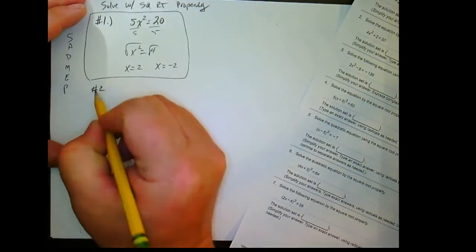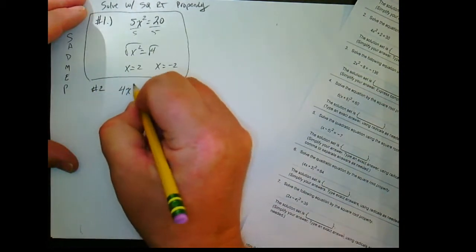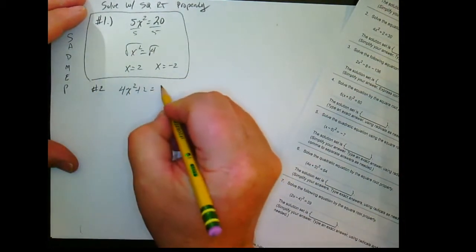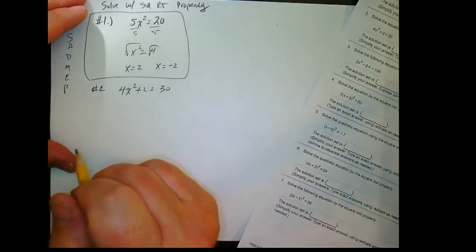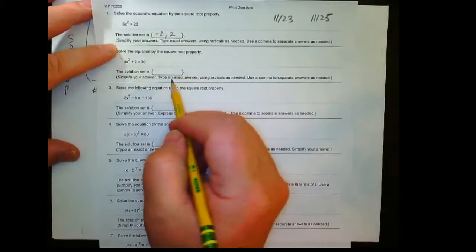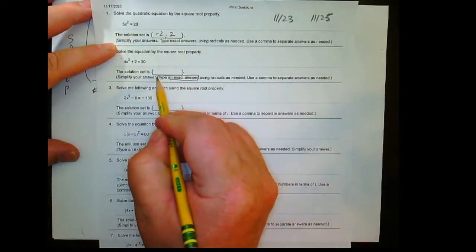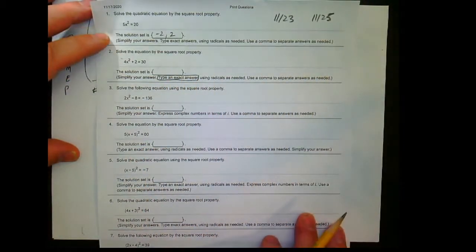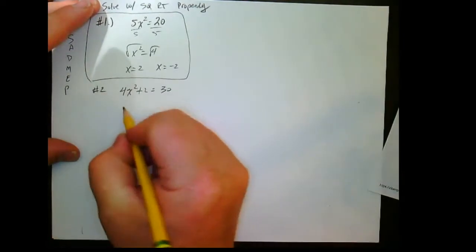Number 2, so that's number 1. Number 2 says 4x squared plus 2 is equal to 30. Using radicals as needed. So it says type an exact answer. So an exact answer, that means you have to simplify that square root. Oh, so no calculator on this one. Okay, all right, so we can handle that.